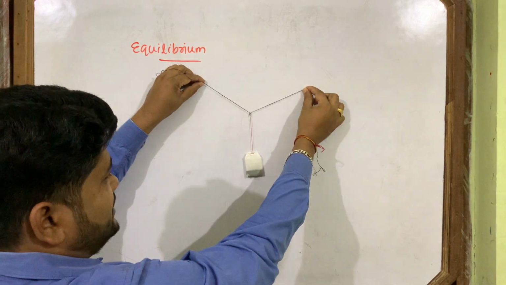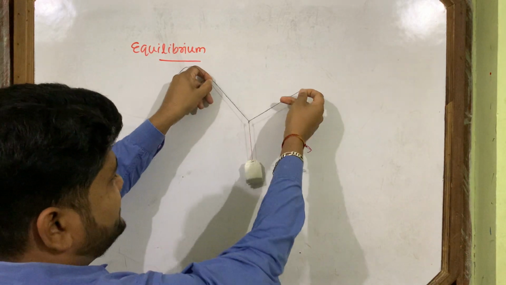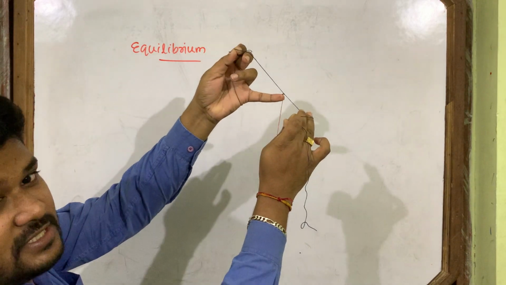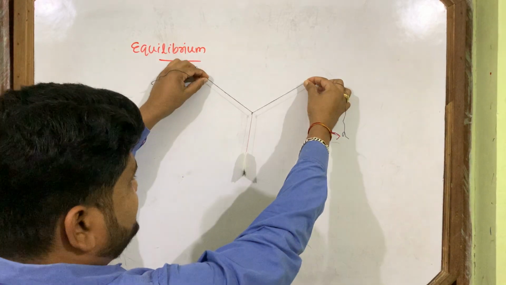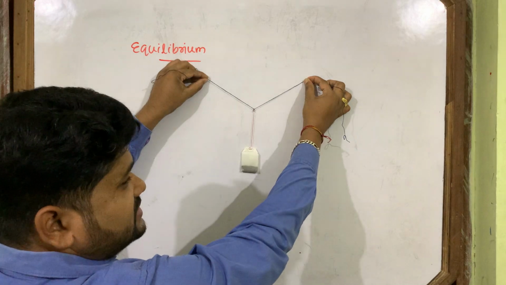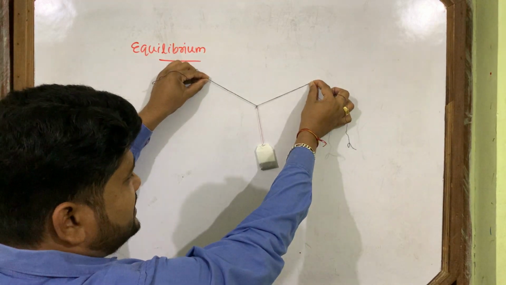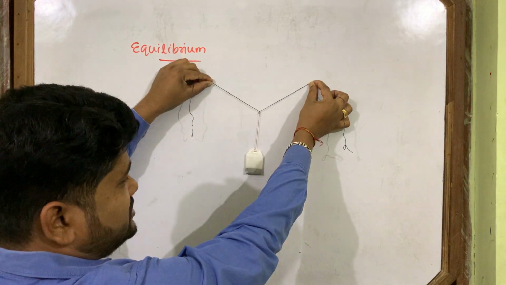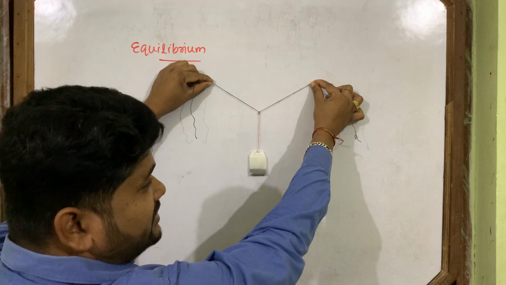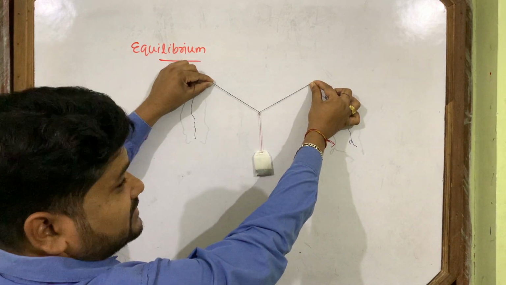I hope it is visible to all of you. 3 forces are acting at this point. What are the 3 forces? This side, one force F1. This is one force F2. And another force is the weight of the tea bag, which acts in downward direction.